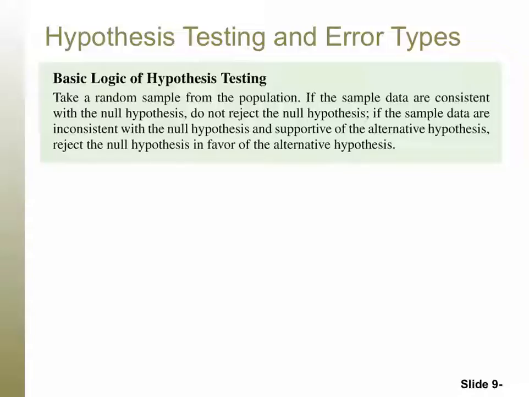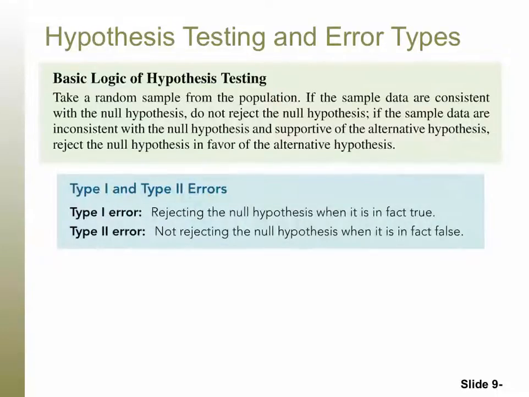If the sample data are consistent with the null hypothesis, we do not reject. We say it very well could be true that the population mean is the mean that we thought it was. If the sample data are inconsistent with the null hypothesis and supportive of the alternate, then we reject the null in favor of the alternate. But we could either reject or not reject incorrectly. That results in two types of errors. This you want to write down, and you have to memorize what a type 1 error is and what a type 2 error is.